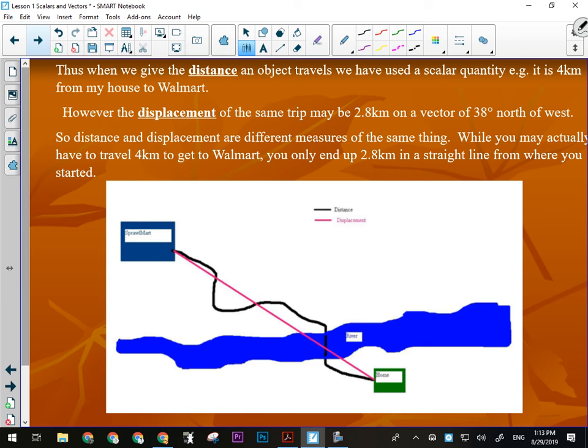While I had to walk 4 kilometers, I only actually end up 2.8 kilometers, 38 degrees north of west from my house. Sorry, the black one is my distance, and the purple one is my displacement. So one is a vector quantity, the displacement, and one is a scalar quantity, the distance. But they're both describing the same trip.